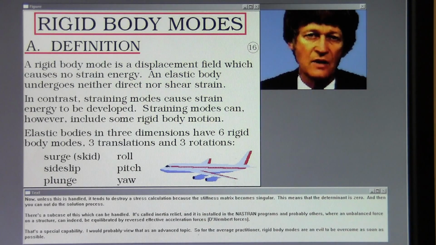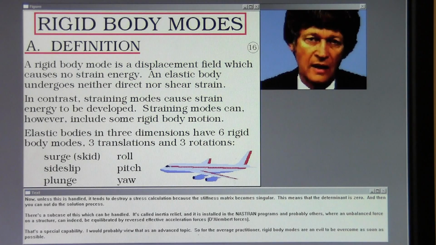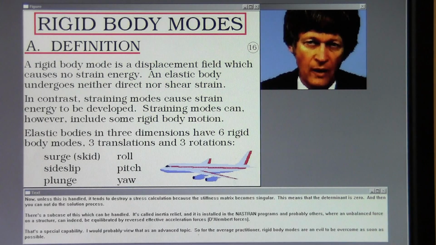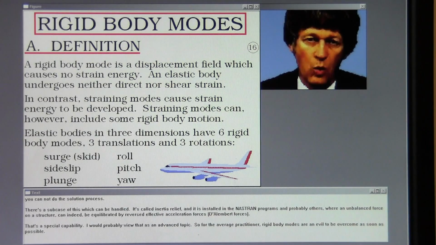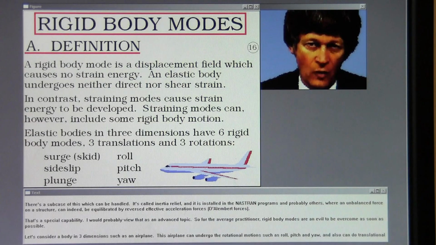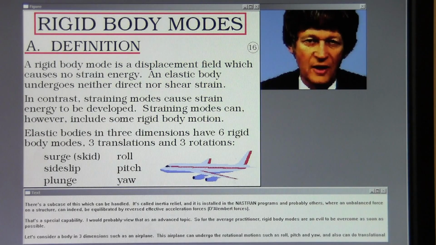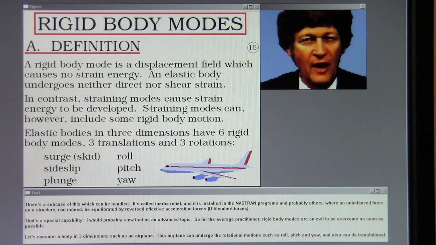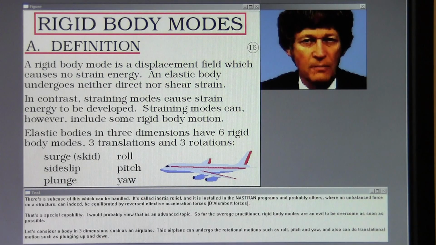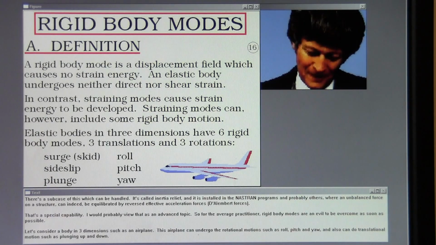There's a sub-case of this which can be handled. It's called inertia relief, and it is installed in the Nastran programs and probably others, where an unbalanced force on a structure can indeed be equilibrated by reversed effective acceleration forces, D'Alembert forces. That's a special capability. I would probably view that as an advanced topic. So for the average practitioner, rigid body modes are an evil to be overcome as soon as possible.